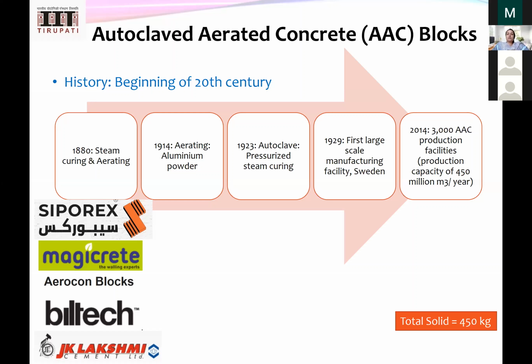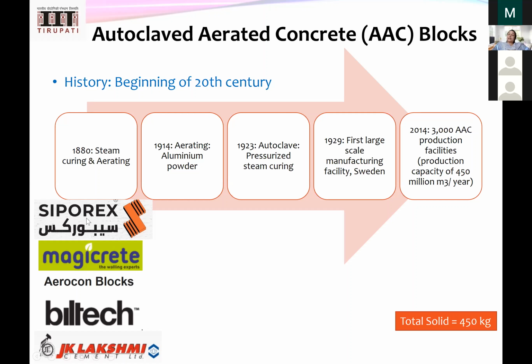If you see 2014 onwards, AAC production facilities all over the world produce around 450 million cubic meters per year. We have around 3,000 AAC production facilities available. When it comes to India, we have a lot of companies, I think more than seven or eight. The prominent ones are listed here, around five companies. Here, Aercon is one of the best companies, and Siproc.